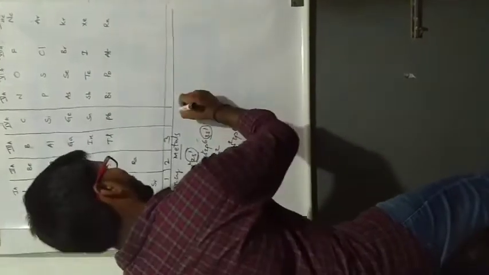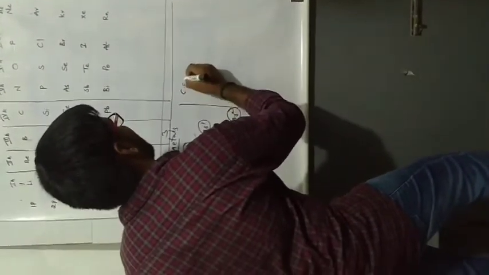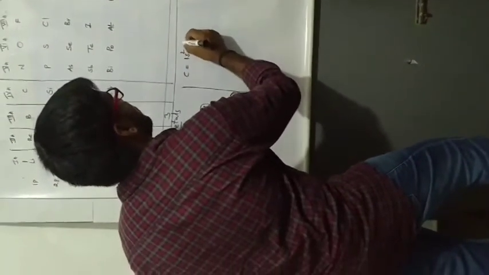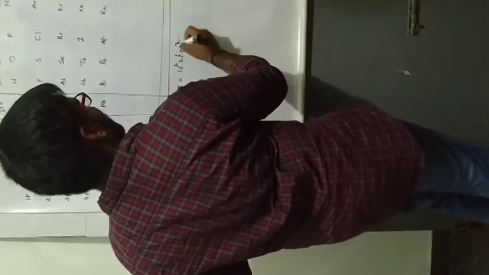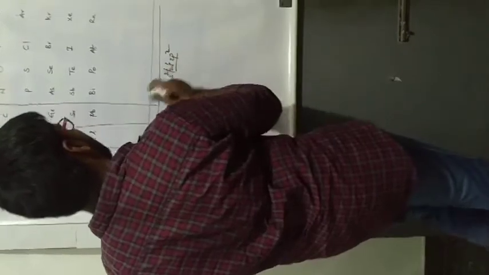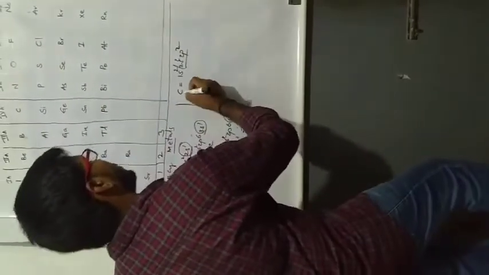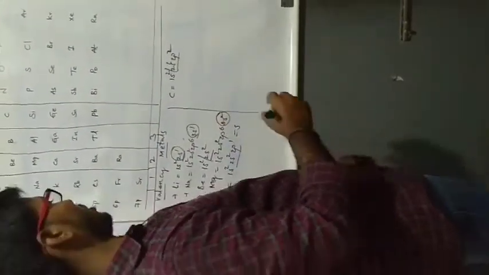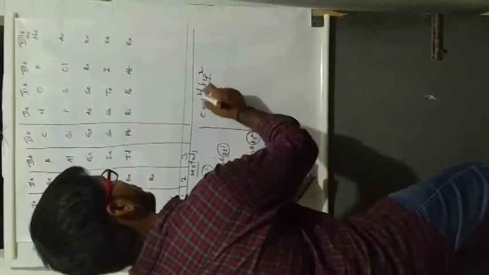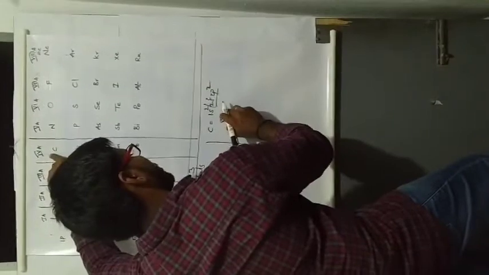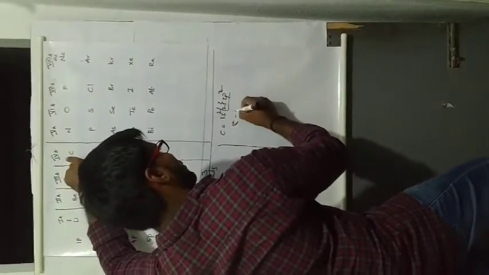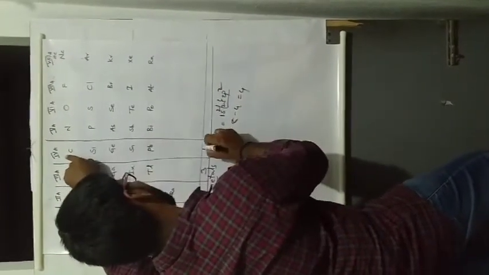Carbon. Electronic configuration 1s2, 2s2, 2p2. So total valency 4. So it is a non-metal. Carbon is non-metal. What is the formula? We discussed it before. For non-metals, 8 minus group number. The group number is fourth group. So 8 minus 4, or valency also 4, same. So it belongs to fourth group.